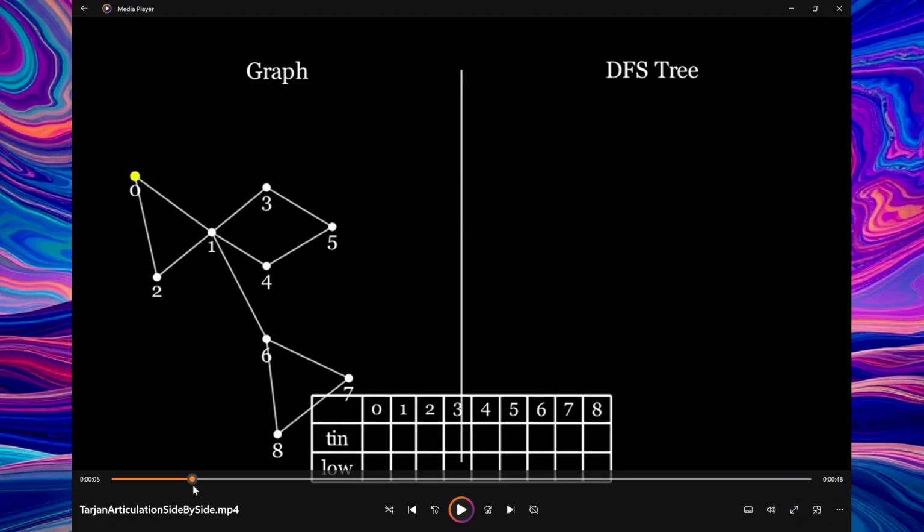What does T in say? T in says, when we do our DFS, record the time that we entered the node, okay? So as you can see, 0 is going to start with a value of 0. What does low mean? Low says, when I reach this vertex in the DFS, the depth first search, if I could have gotten to that point faster, earlier, then that's what low is going to be. Low is going to store that earliest point that you could have reached that node.